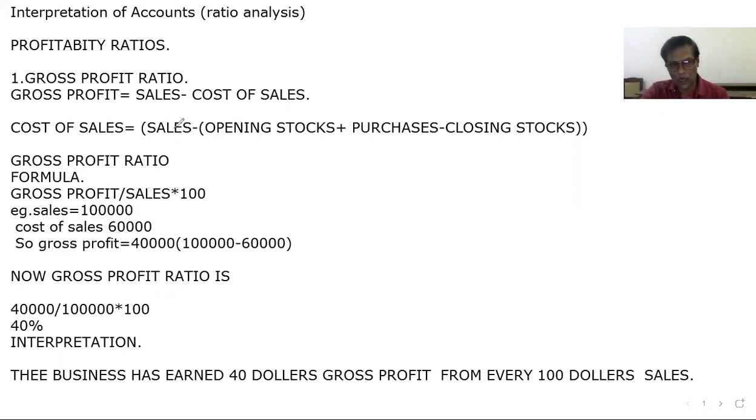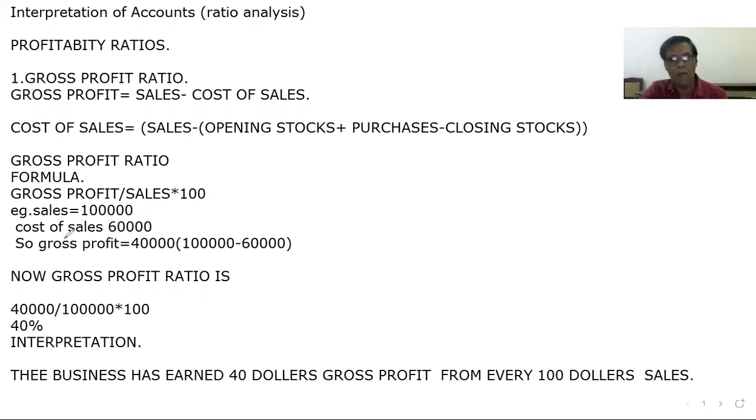Okay, my dear friends, don't confuse your sales. I have put it separately. Sales minus this part equals gross profit. Now, the gross profit ratio you can get from the following formula: gross profit divided by sales into 100.